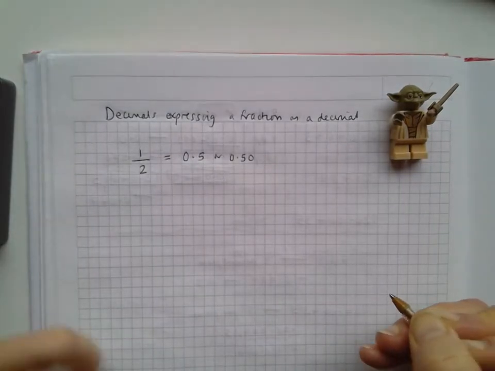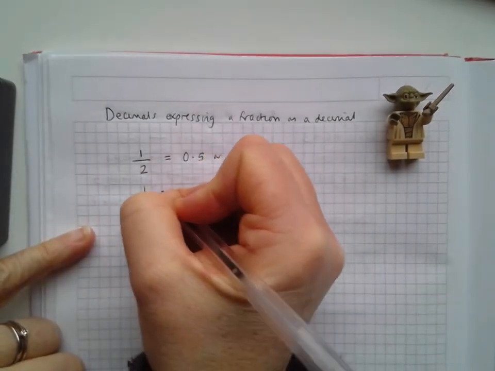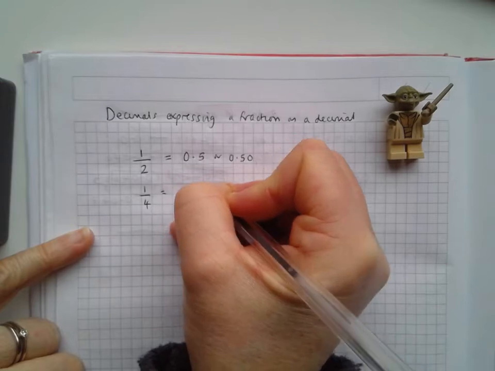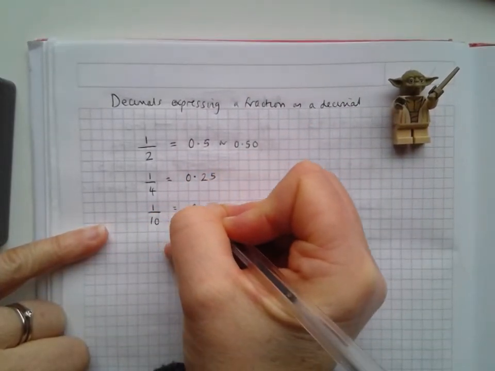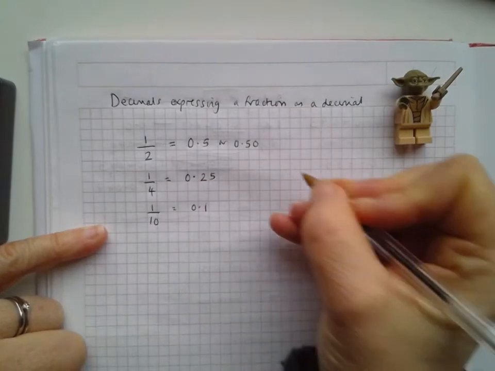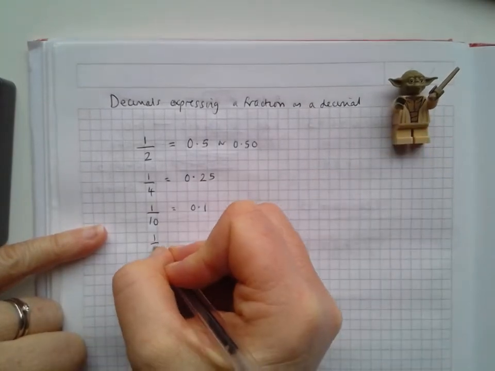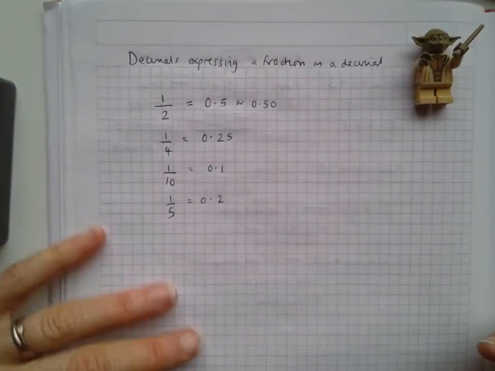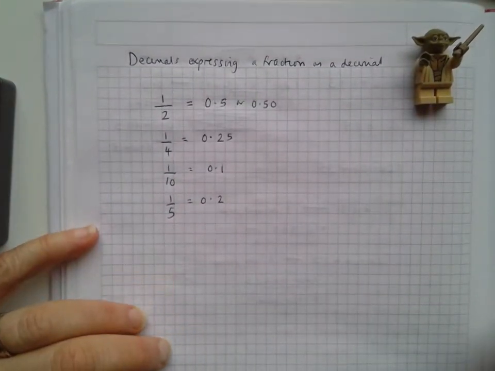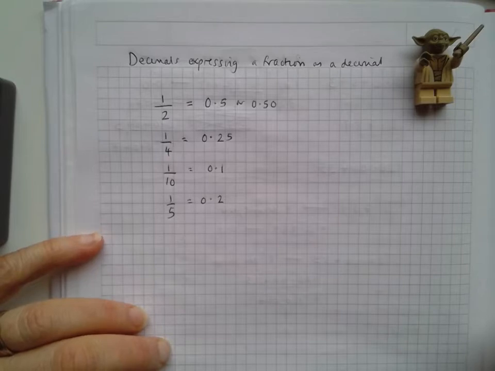Okay, a quarter, you might know that a quarter, if you lived in America, a quarter is 25 cents. You might know that a tenth is 0.1. You might know even that a fifth is 0.2. Okay, so as we look at these, they're the ones that we come across regularly, and we might even just know in our heads.